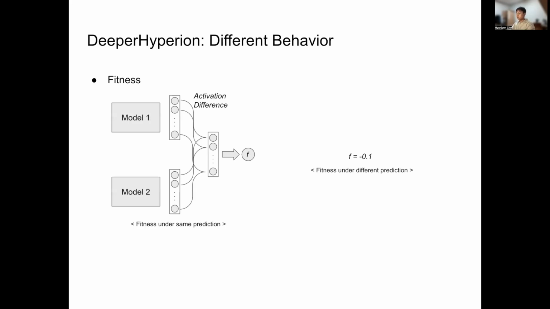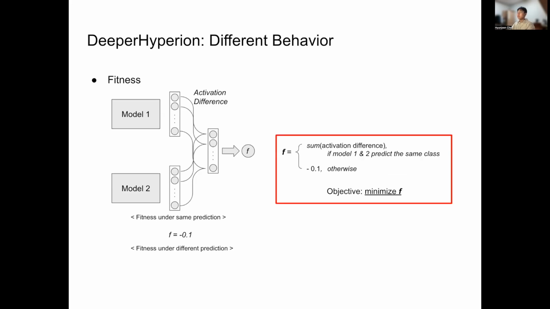Now, we need a new fitness function that could achieve our goal. If two predictors give out the same class, calculate the sum of activation differences. And if they show a different behavior, we set it as minus 0.1, just like the original fitness. This is our resulting fitness.